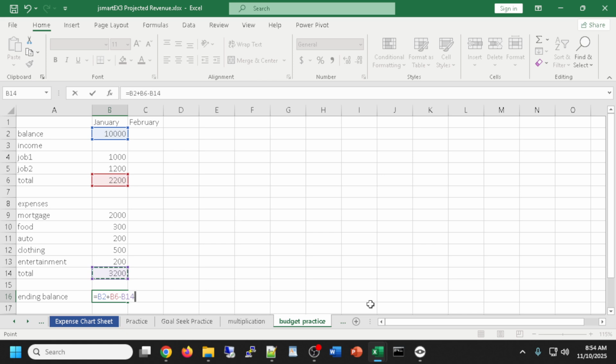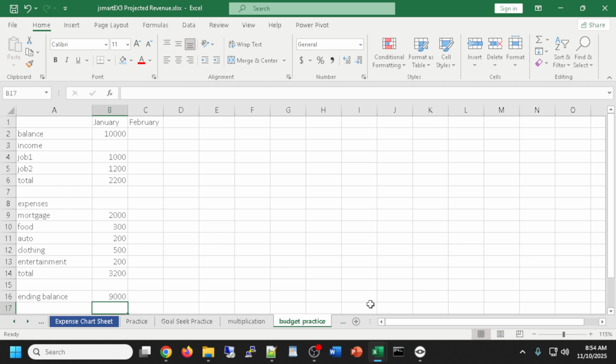I hit enter and I should have less each month. I'm spending $1,000 more than I earn each month. We got a problem. What is February's beginning balance? The February beginning balance is equal to the ending balance of January. I can just reference a cell. February balance is the same as the ending balance of January. And I hit enter. And now I'll let you see the formulas again just for practice.